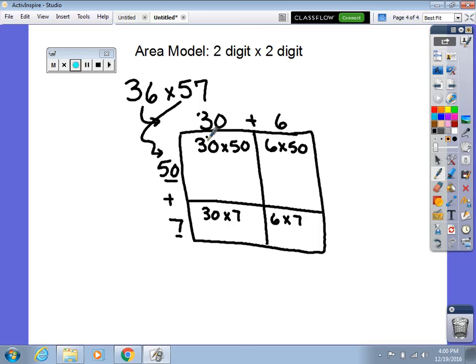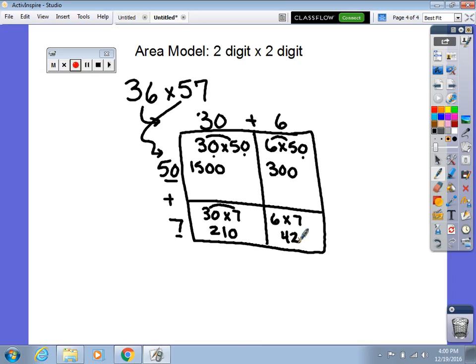So 30 times 50, 3 times 5 is 15. I have 2 zeros at the end, so I can tag those on to my answer. 6 times 5 is 30. And there's another 0, so that will be 300. Now I come back here to the bottom. 3 times 7 is 21 with 1 0. And 6 times 7, I should know from my facts, is 42.